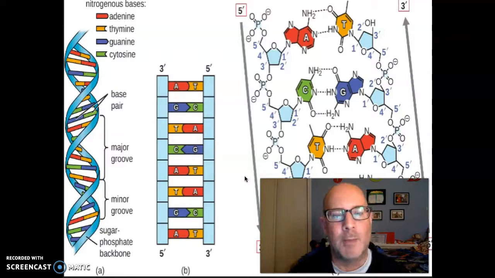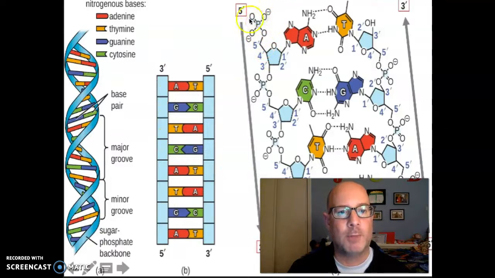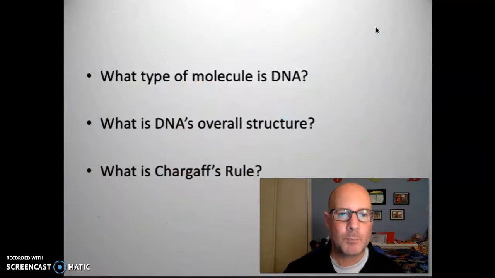Remember that DNA has a starting point and an ending point. If your starting point is a phosphate coming off of carbon number 5, we call that the 5' end of DNA. If your starting point is a hydroxide coming off of carbon number 3, we call that the 3' end of DNA. It's said to be anti-parallel, but a good way to think about it is it's like cars on a highway. They're going parallel to one another, but they're going in opposite directions. Okay, so DNA is a nucleic acid. It's a double helix, A to T, G to C.